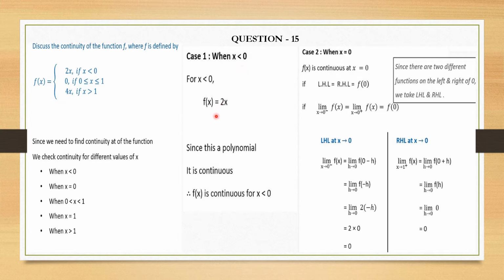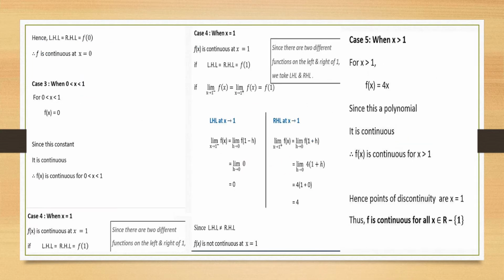For less than 0 it is 2x, a polynomial, and is continuous. At x equal to 0 I have to go by LHL and RHL. I'll put 0 minus h, so the value 2 times minus h becomes 0. RHL also becomes 0. Both are equal, and f of 0 is also 0. So function is continuous at x equal to 0.